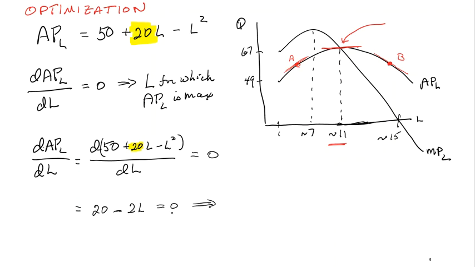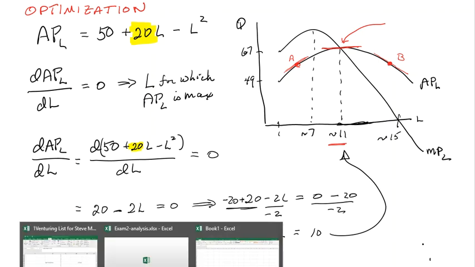And it's real easy to see what we're going to do. 20 minus 2L equals 0. And we're going to subtract 20 from both sides. Okay? And we're going to divide by minus 2. So I'm going to subtract 20 here, and I'm going to subtract 20 here, so that these terms go to 0. And then I'm going to divide both sides by minus 2. And I'm left with L equals 10. That point is exactly 10.